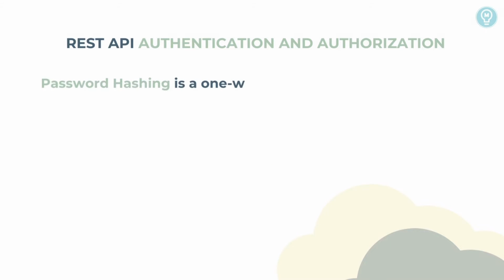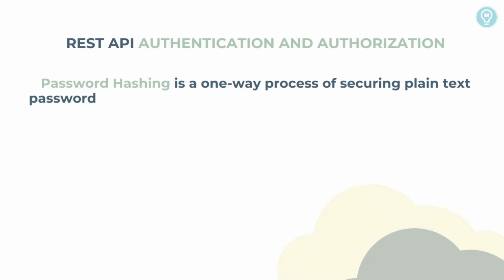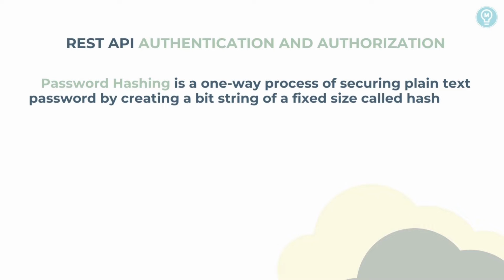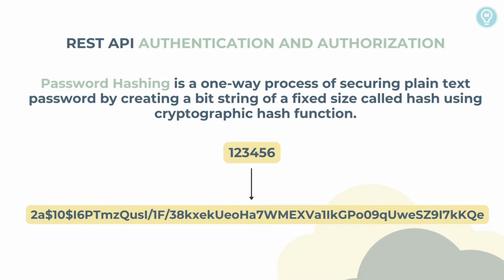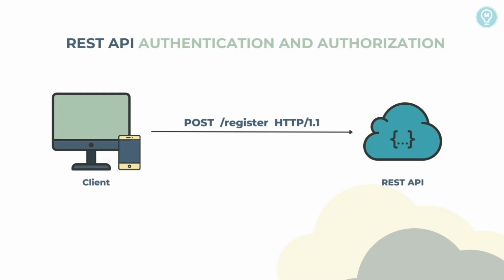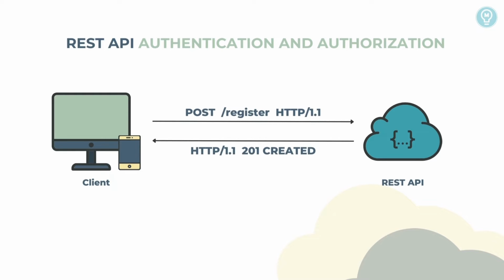Password hashing is a one-way process of securing a plain text password by creating a bit string of a fixed size called a hash using a cryptographic hash function. So a simple password becomes a huge string. Once the registration process is done, the API should send a success response to the client, informing that the new user is created.